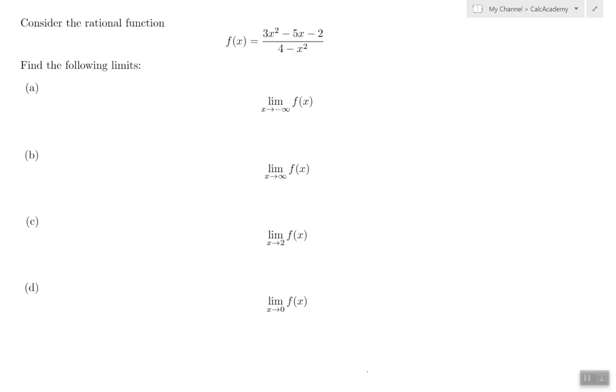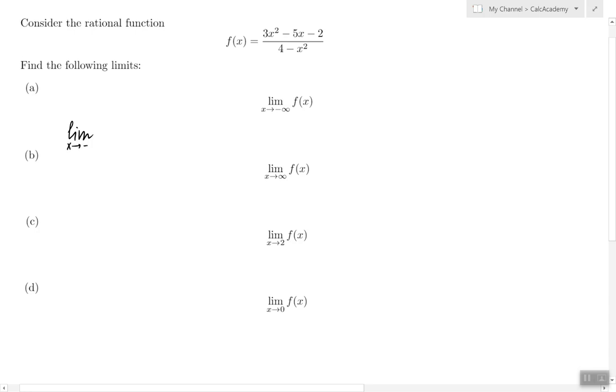In this video I'm going to show you how to find the limits of a rational function, and there are several cases. We do different things to find limits at infinity and when x approaches a value. Let's start with the first two problems where x approaches infinity and negative infinity, and let's recall that the limit of a rational function in this case depends entirely on the leading terms of the polynomials in the numerator and the denominator.